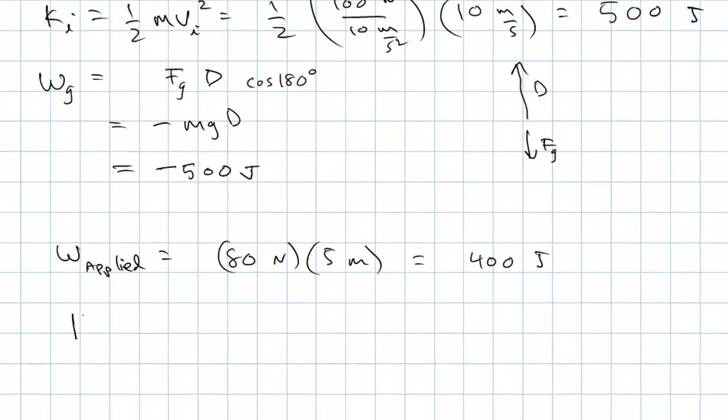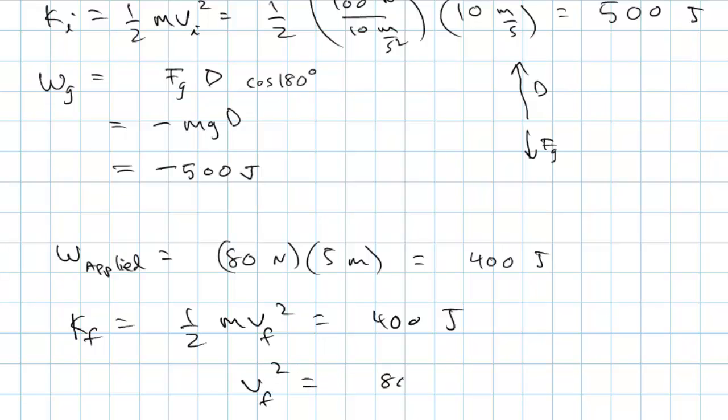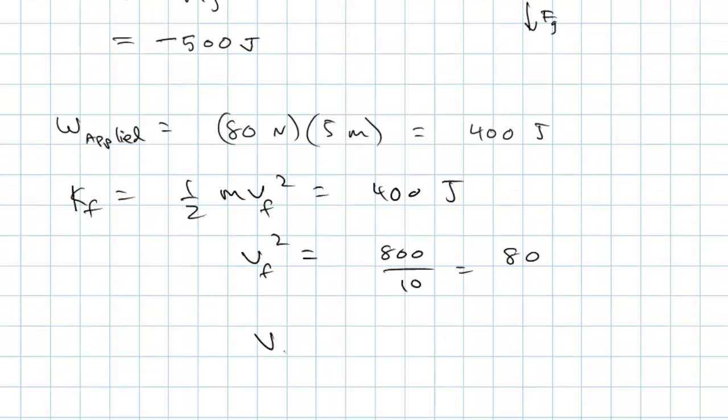So if we want to figure out what our speed is at the end of those 5 meters, we know our final kinetic energy is 400 joules, and the mass was 10. The square root of 80 meters per second.